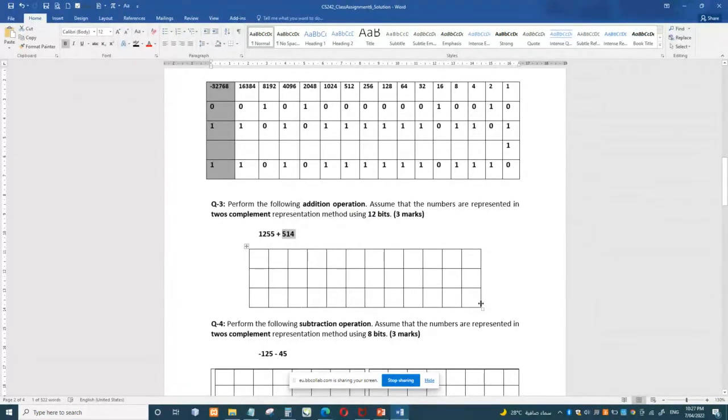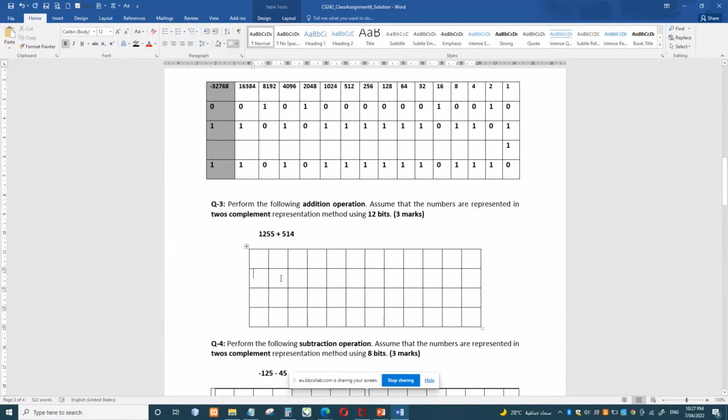How many rows are there? 3 rows or 4 rows? 3 rows. So I'm not showing the positional value. What we are going to do, first we represent 1255. You know that 1255 is difficult without positional values, so I'm just making extra rows. You can write the positional value on the top of the row. So this is 1, 2. We can copy.